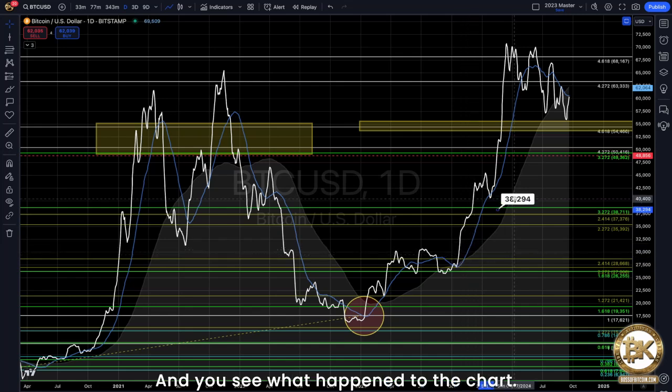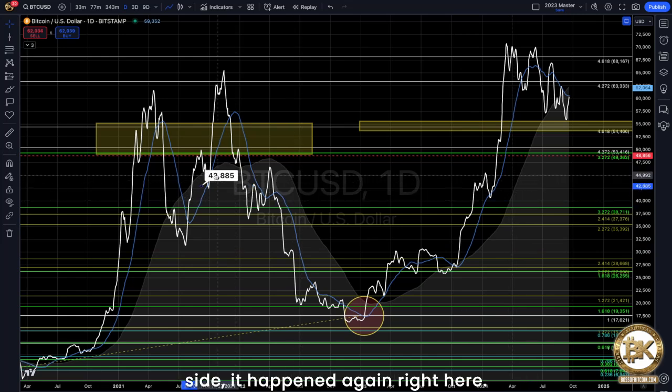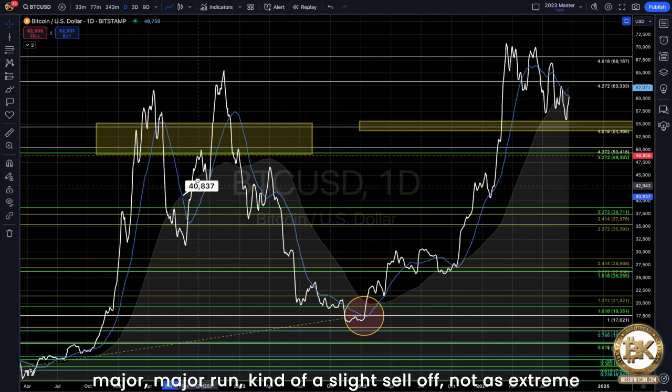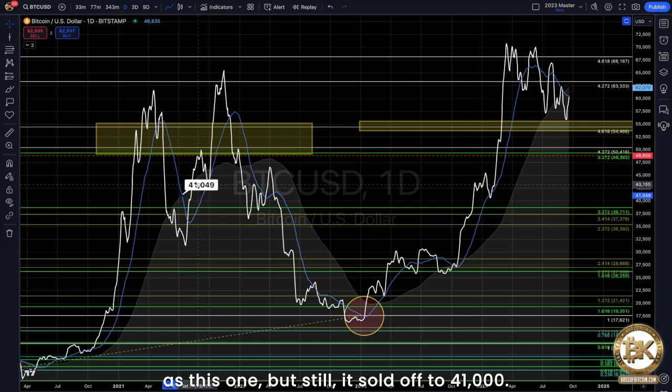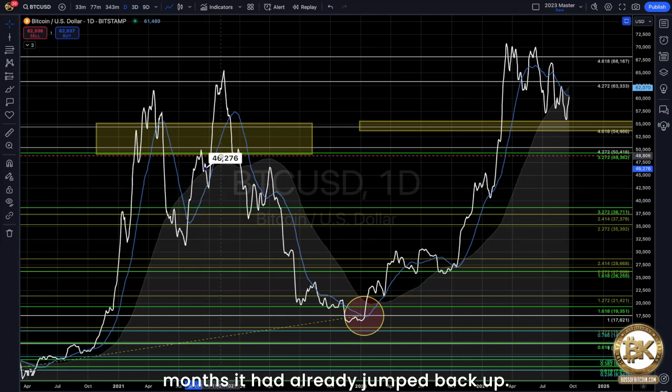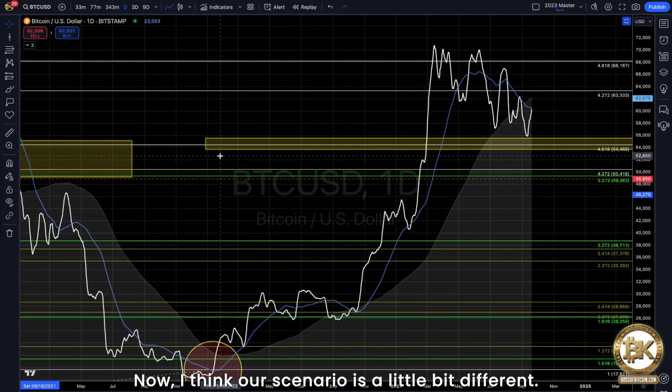And you see what happened to the chart. And if you go on this side, it happened again right here. This is kind of similar to our scenario where we had a major run, kind of a slight sell-off, not as extreme as this one, but still, it sold off to 41,000. That's where that intersection was. And within, it looked like, 2 months, it had already jumped back up. Now, I think our scenario is a little bit different.